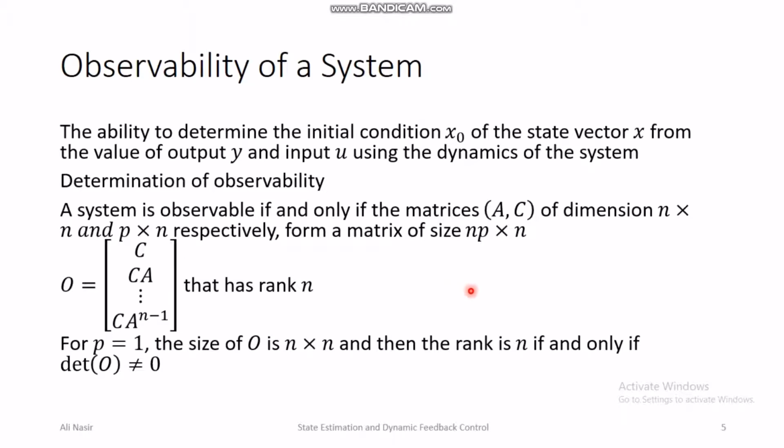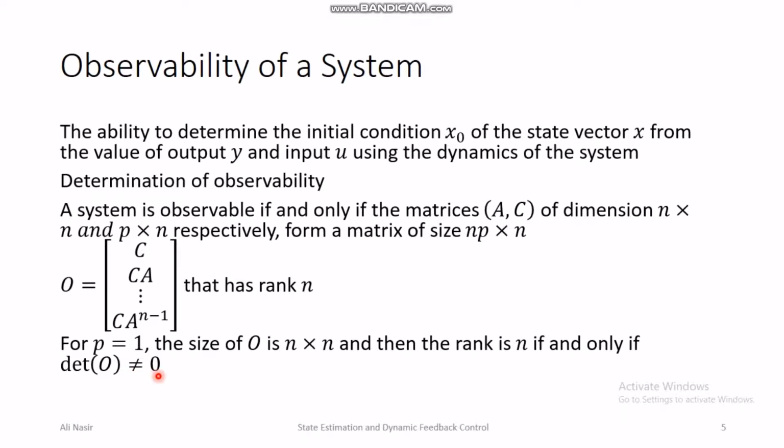And in observability, we have the observability matrix, which is C, CA, CA squared, and so on, up to C times A raised to the power n minus 1. If C is 1 cross n, which means you have only one sensor in the system, then O is an n cross n matrix, and the rank of O is n if and only if the determinant of O is not equal to 0.